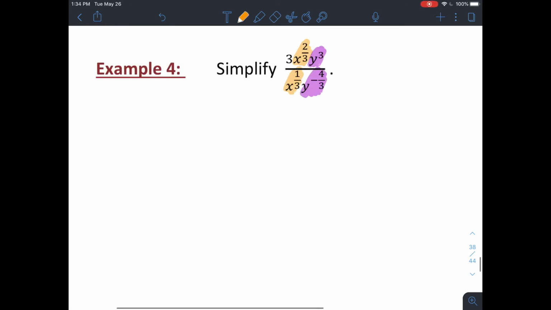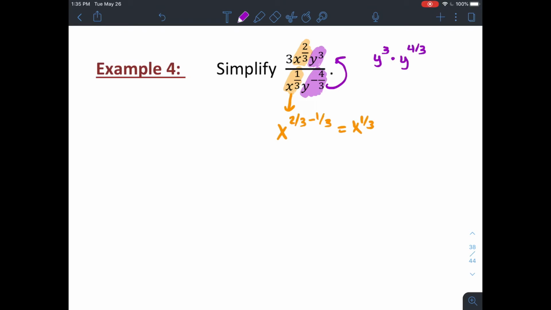Simplifying something with rational exponents is exactly the same as what you do if your exponents were whole numbers. So you could subtract your exponents on your like variables and end up with x to the 1/3 power. Those were nice because they had common denominators already. The negative 4/3 power bumps that up to the top, and then I'm multiplying y to the 3rd times y to the 4/3, which means I need to add those exponents together.